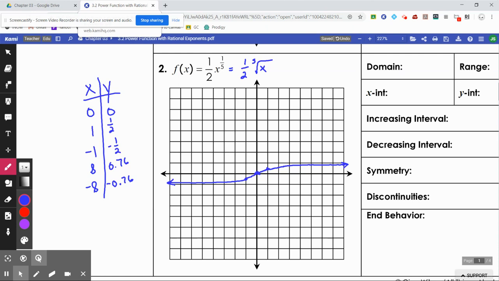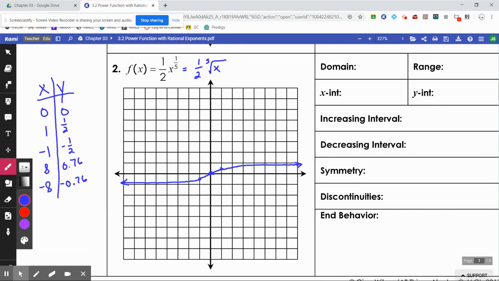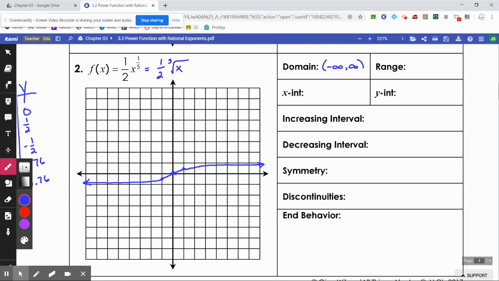Now, I did plug in 8 and -8 here to give us another point on the graph, just to show you that you can plug in those numbers you don't know the fifth root of, but you are going to get decimal values for those. My domain and range. Domain is everywhere, and range is also going to be everywhere.